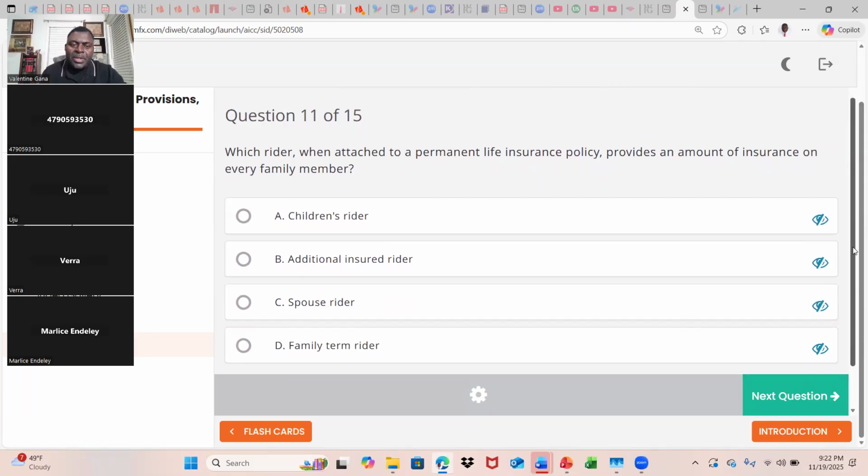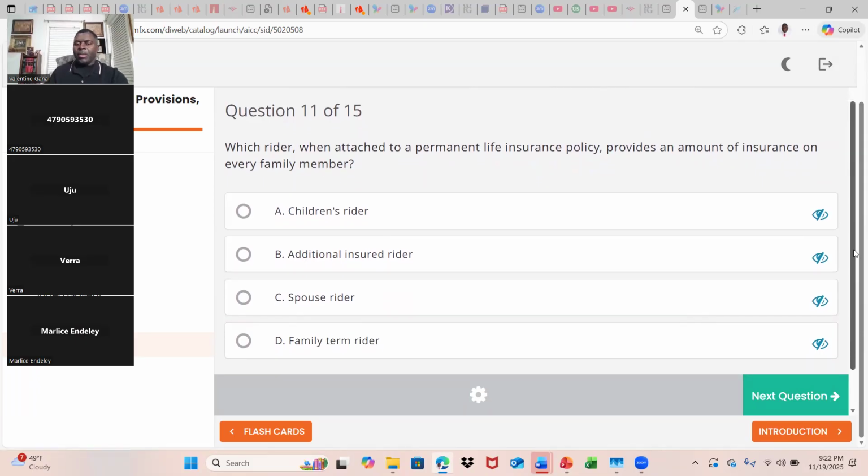Can you read this one? Which rider, when attached to a permanent life insurance policy, provides an amount of insurance on every family member? Okay. Family term rider. Family term rider, yeah.